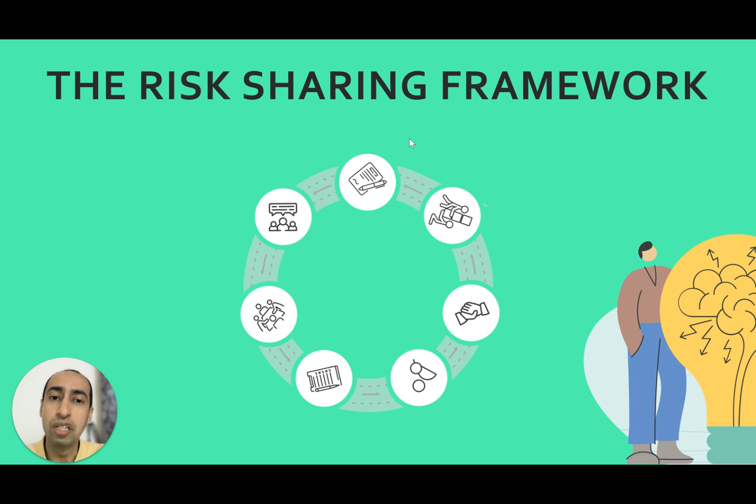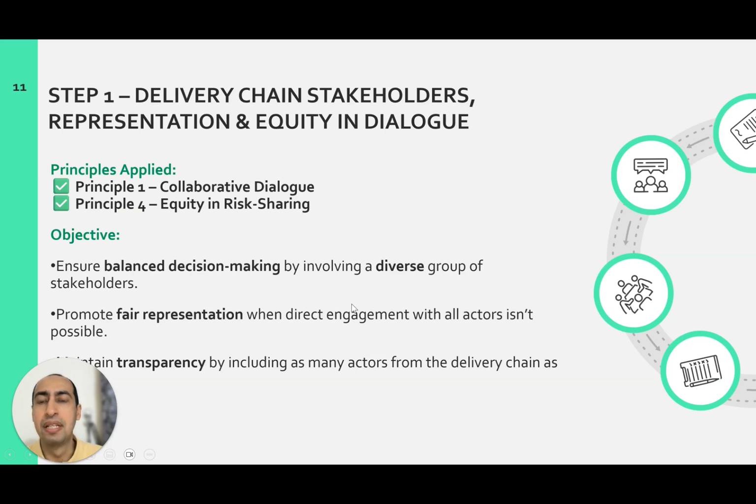Next, we will go through each step. We will see which principles are connected with each of those steps, what the objectives are, and usually what the output of each of those 7 steps is. Now, let's move to the first step. The first step is delivery chain stakeholder representation and equity in dialogue.